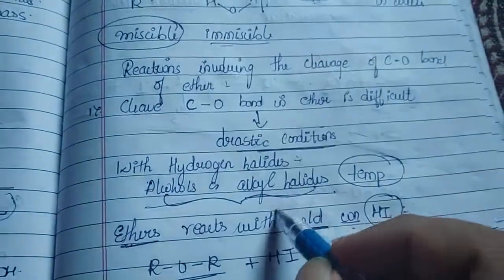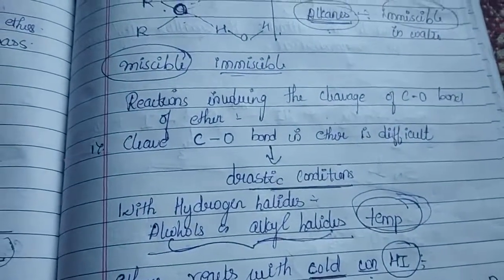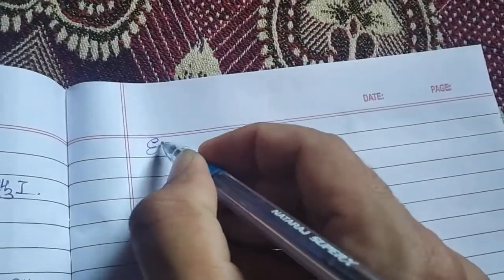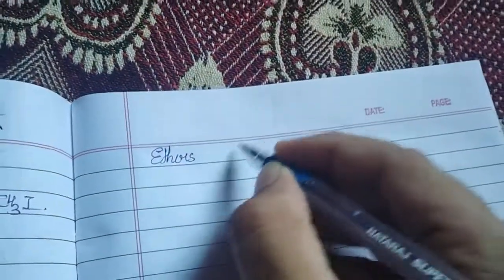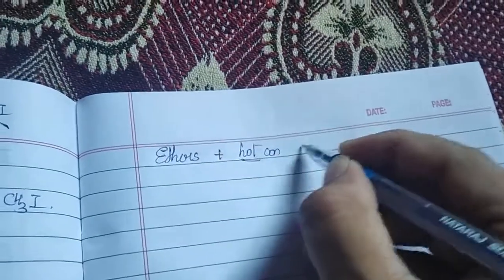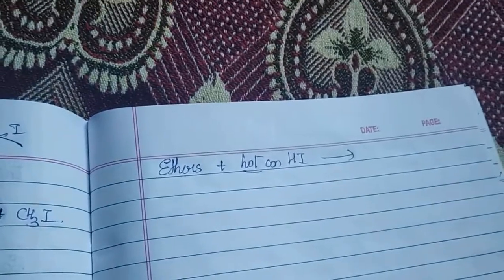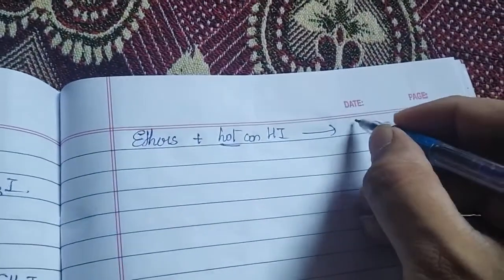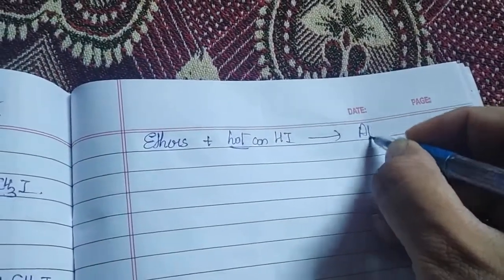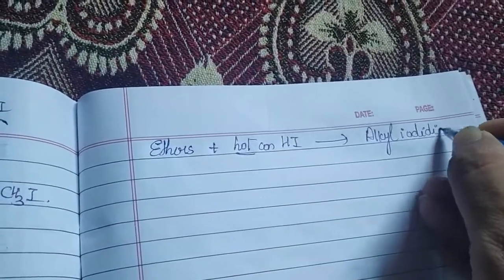But remember, the product depends upon the temperature of the reaction. Why did I say so? The main reason is, when ethers are treated with hot concentrated HI, remember, you are going to get the product as both alkyl iodide itself.